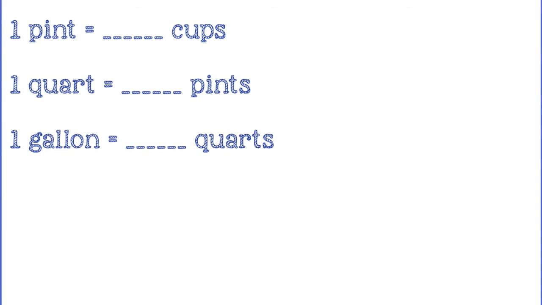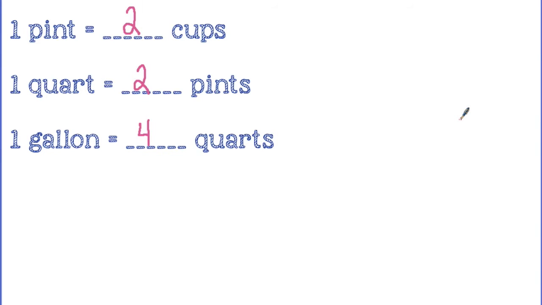All right, and then we have capacities. So here we have fluid ounces. Now, fluid ounces are what we use to measure capacity with. So when you look at your water bottle, you'll notice it says FL. OZ. That's fluid ounces. That's for liquids, right? So 1 cup is equal to 8 fluid ounces. 1 pint is equal to 2 cups. 1 quart is equal to 2 pints. And 1 gallon is equal to 4 quarts.